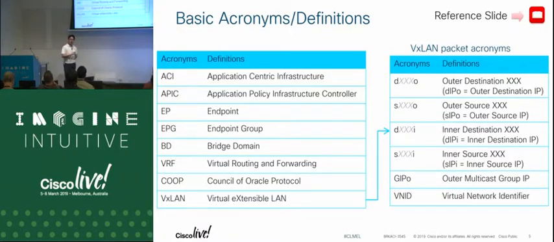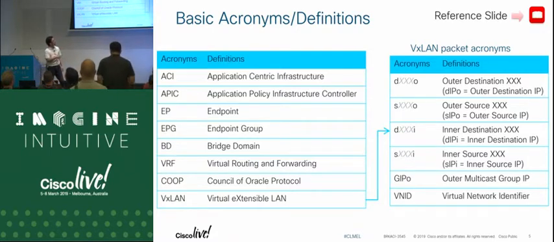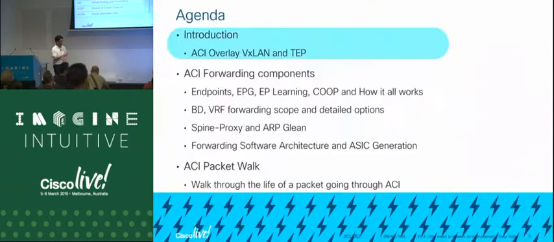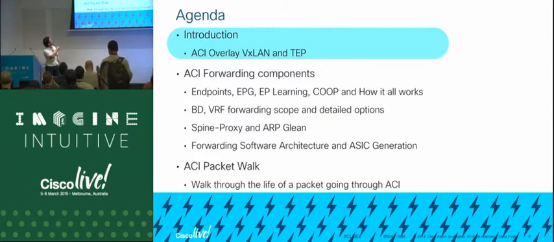This one is acronyms and definitions for your reference. As you can see over there, there's a red bookmark. During the session, if you see that mark on the slide, that means it's a reference slide. I'm likely going to skip that slide because that's usually just a CLI reference or something. Okay? So with that said, let's start with the overlay VXLAN and TEP.